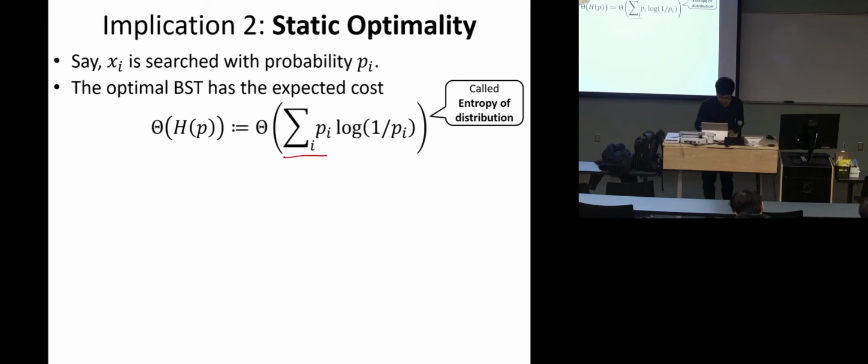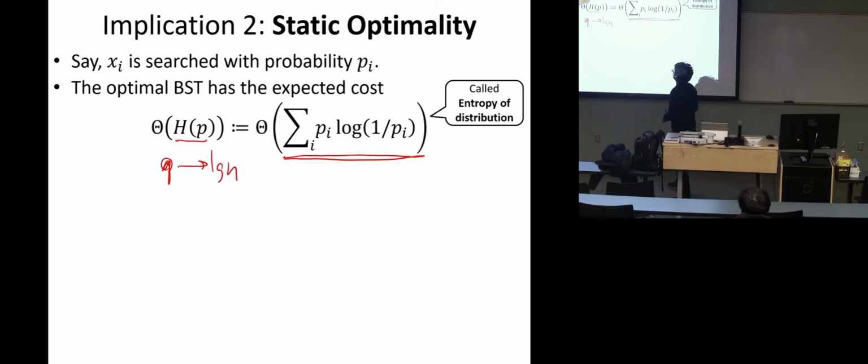The expected cost looks like this. This is also called entropy. It can be constant. Actually, it can range from 0 up to log n. Maybe you think of it as constant up to log n.